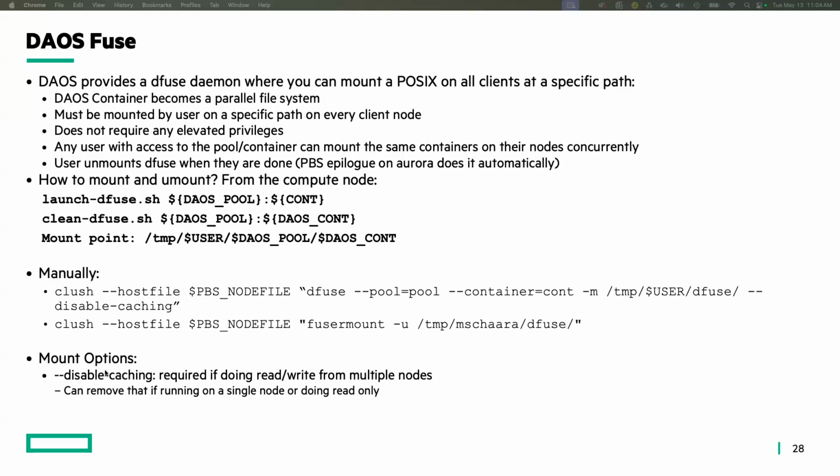For mount options, by default, launch dfuse will disable caching, basically client-side caching. This is always required if you're doing read-write from multiple nodes, but you can copy that script and modify it to remove disable caching if you are running on a single node only, or you are doing read only. The dfuse client will do some caching to improve performance a bit, especially in terms of small IO, but usually that's not really needed unless you are doing some particular workload that's reading the same thing over and over again. That might be useful.